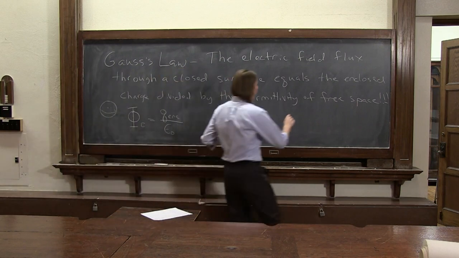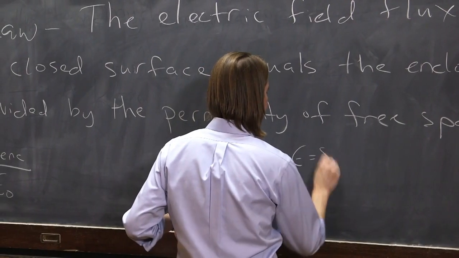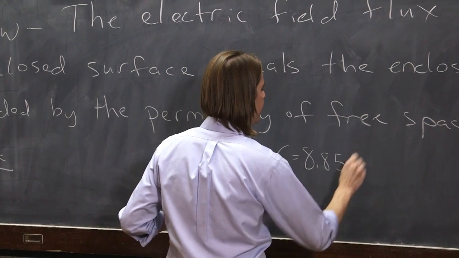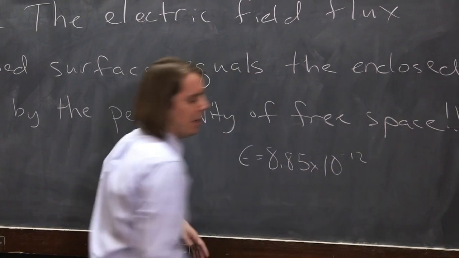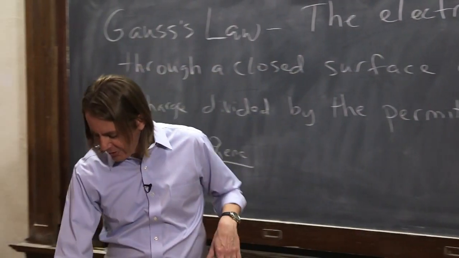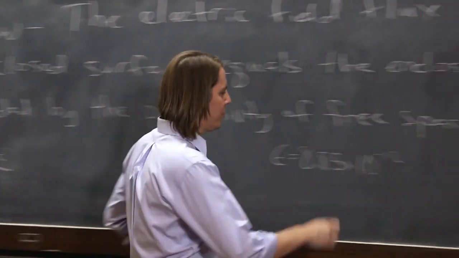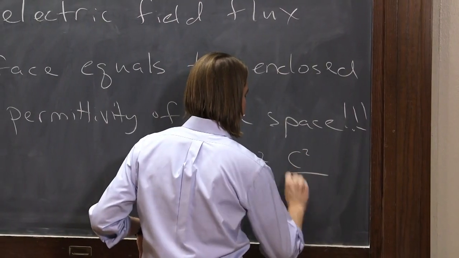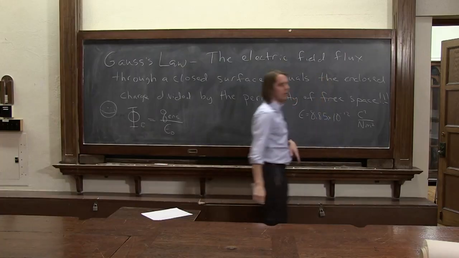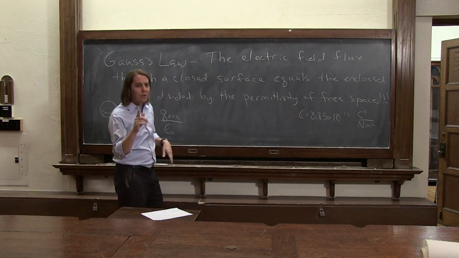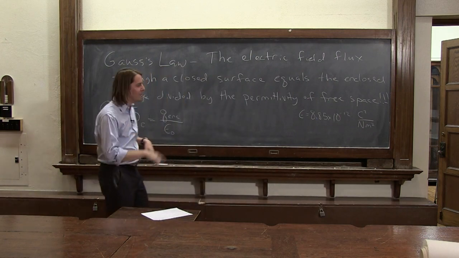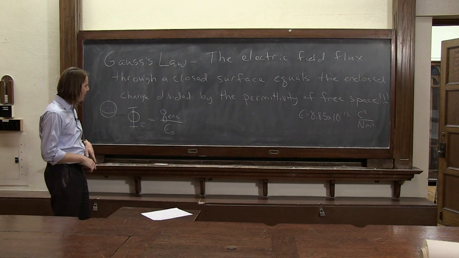It's equal to 8.85 times 10 to the minus 12, and I don't want to mix up the unit on you, Coulomb squared per Newton meter squared, of course. Coulomb squared per Newton meter squared. You don't have to memorize the units of the permittivity of free space, but you have to understand vector flux.